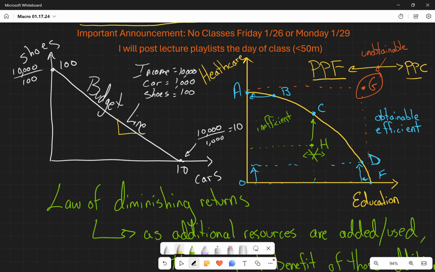Questions on PPFs, what they are, why they're shaped the way they are, and the two main differences between the budget constraint and the PPF? Awesome.